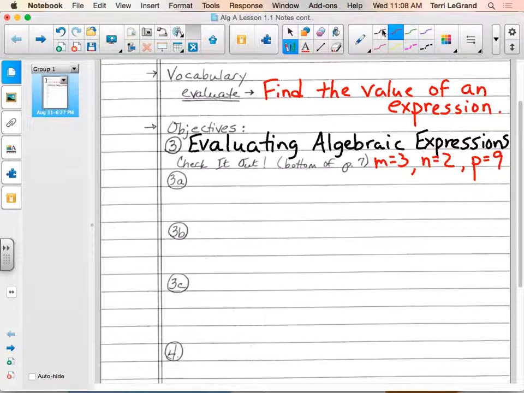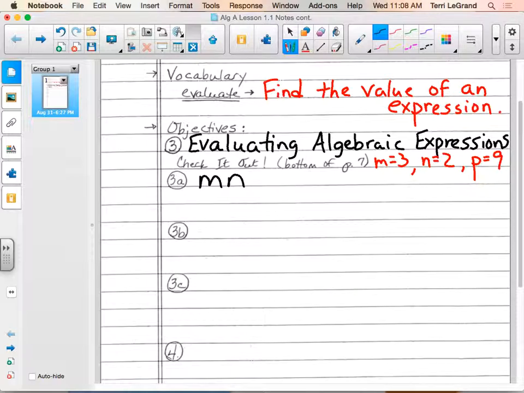Okay, so 3a. First thing I always want you to do here, I'm setting the standard for how you would show work for this. First thing I want you to do is write down the algebraic expression that is given to you. Our algebraic expression for 3a, our first problem, is mn. What does that mean, mn? Cody? 3 times 2. No. What does mn mean? Listen to my question. M times n. There you go.